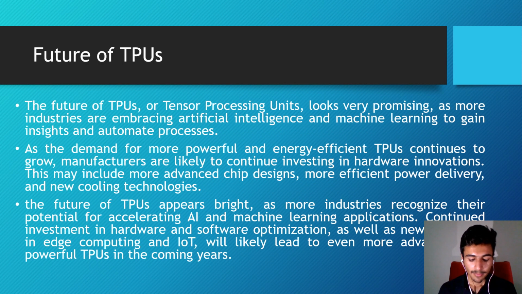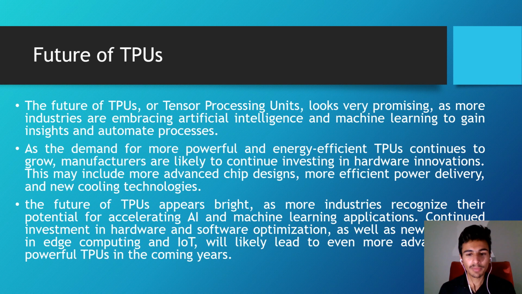Future of TPUs. The future of TPU or tensor processing units looks very promising as more industries are embracing artificial intelligence and machine learning to gain insights and automate processes. As the demand for more powerful and energy efficient TPUs continues to grow, manufacturers are likely to continue investing in hardware innovations. This may include more advanced chip designs, more efficient power delivery, and new cooling technologies.